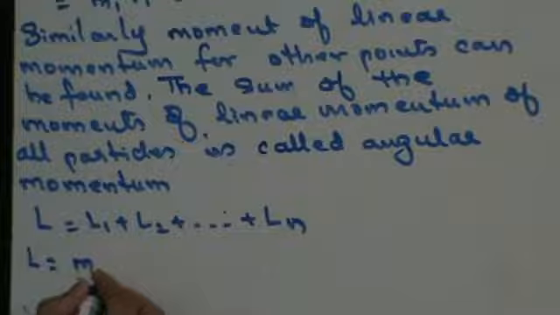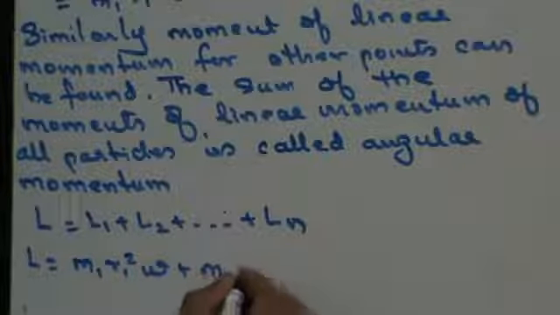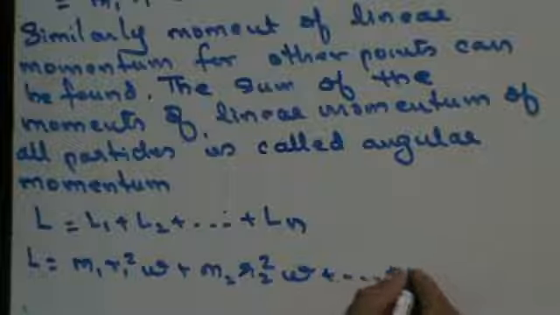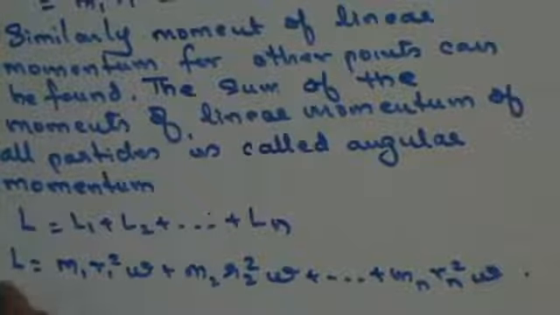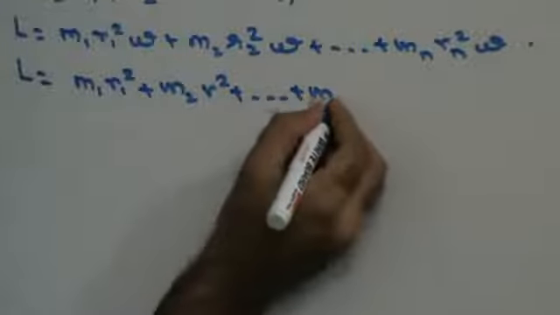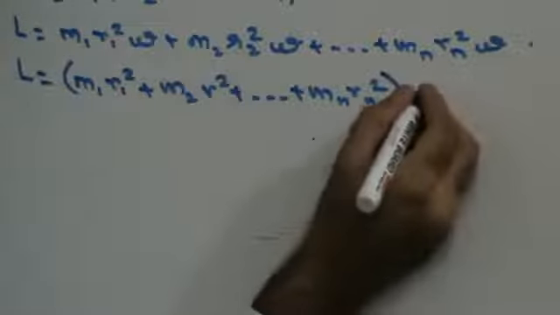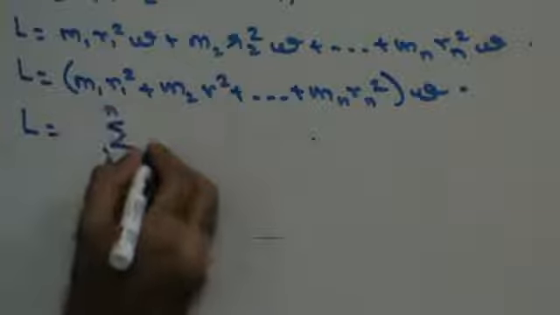Therefore I can say L is m1 r1 square omega plus m2 r2 square omega plus mn rn square omega. Here I could take omega common, so this will be nothing but m1 r1 square plus m2 r2 square plus mn rn square, times omega. But this can be written as the sum from i equals 1 to n of mi ri square into omega, but mi ri square is nothing but moment of inertia, so I can say L is equal to I omega. So angular momentum is defined as a product of moment of inertia and angular velocity, right?